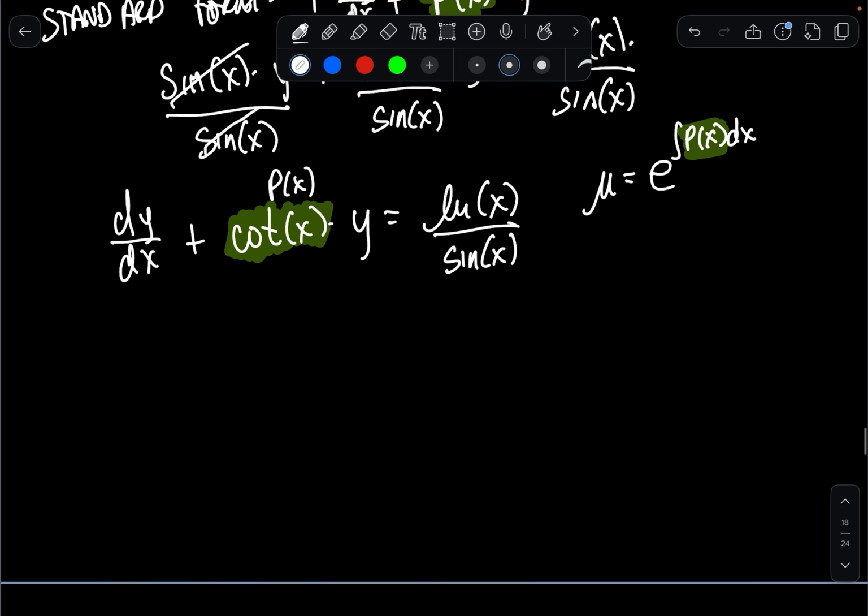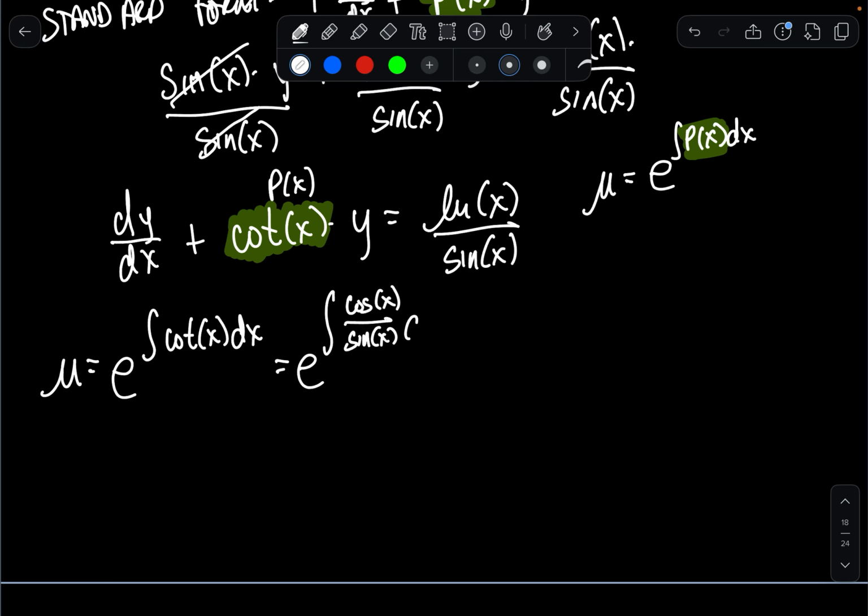So let's calculate mu. Mu is equal to e to the integral of cotangent of x, which we might see better as cosine of x over sine of x. Because then how do you calculate this antiderivative? And the answer is you use a substitution. U is equal to sine of x. Du is equal to cosine of x dx. And this works out perfectly. So this cosine of x dx is exactly the du.